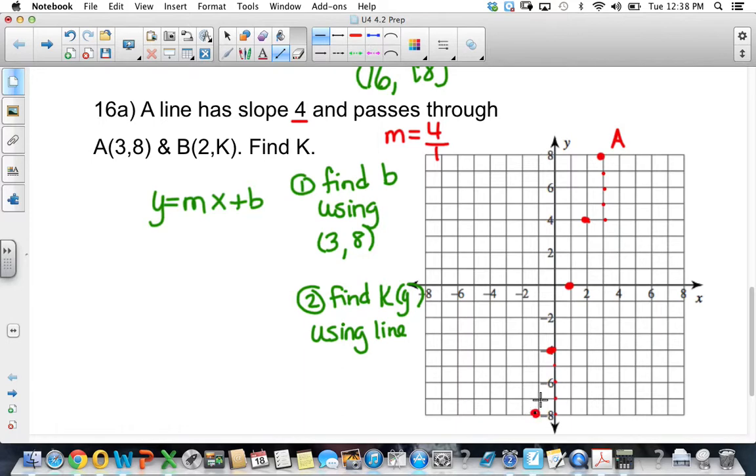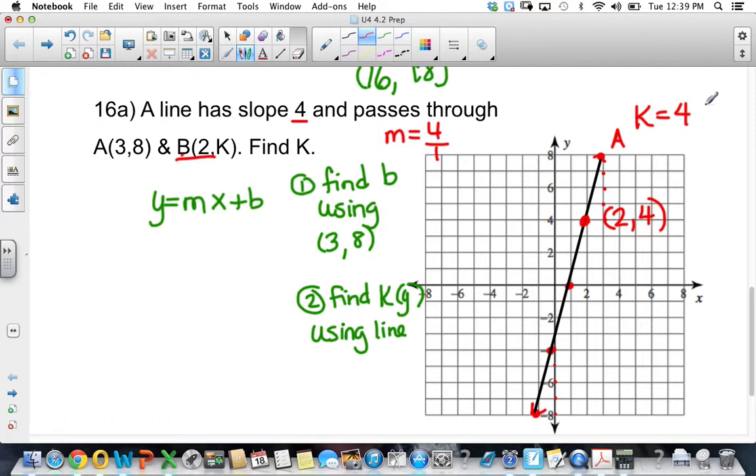I'm going to graph the line using a straight edge. And you always want to make sure you have arrows on the end. So I have arrows on the end. So the question says it goes through point B, which is over 2 up some number, and find K. Well, according to this, over 2 up 4. So K would be 4.